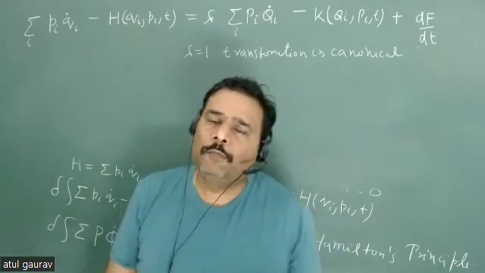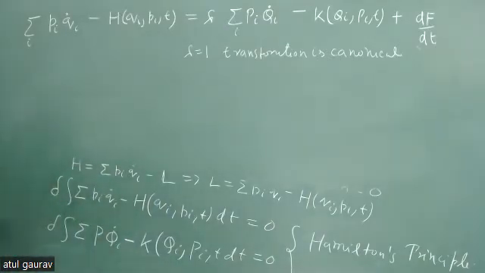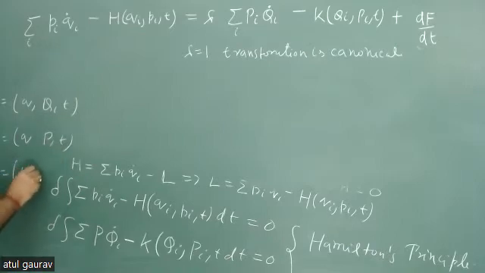So how many types of generating function can you create? Four types can be made. The first type of generating function is the f1 type, which will be a function of q, capital Q, and t. The f2 type is q, capital P, and t. The f3 type is small p, capital Q, and t. And the F4 type generating function is small p, capital P, and t.